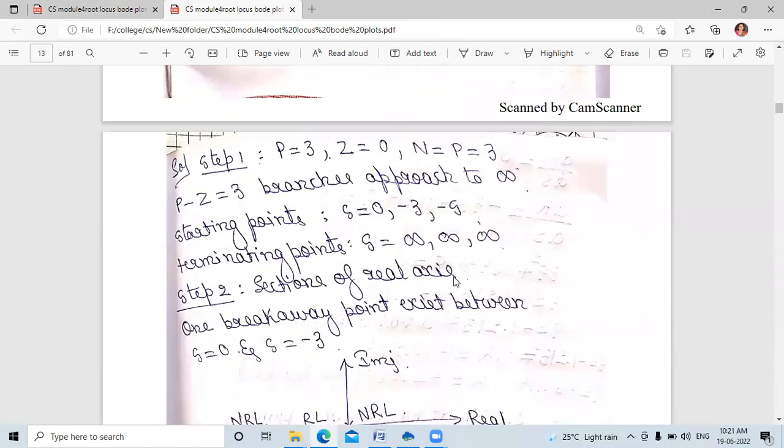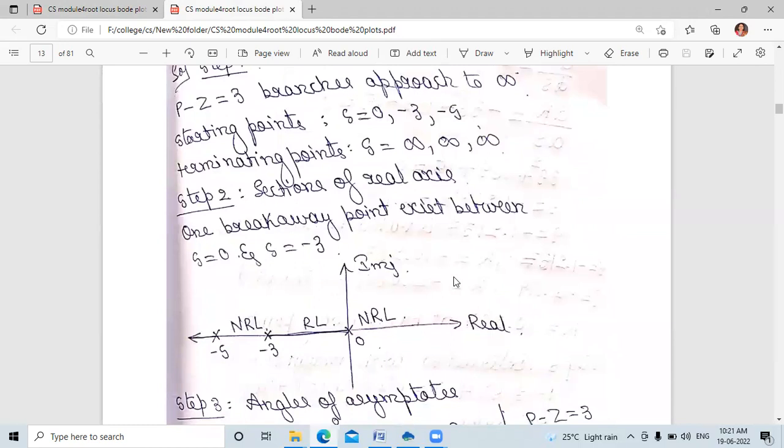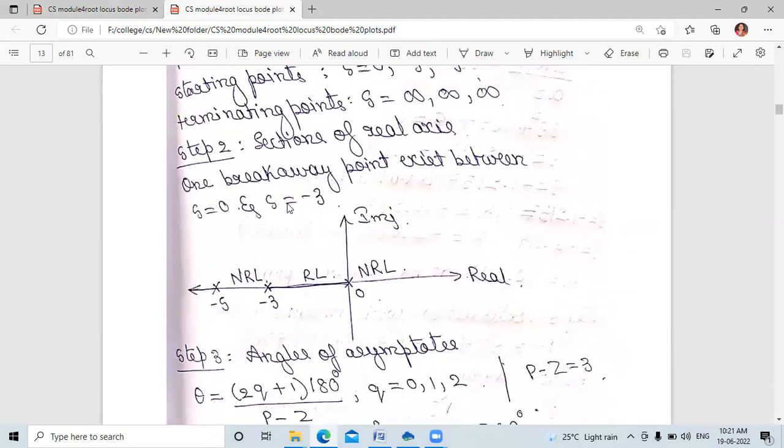Step 2, section of real axis. So one breakaway point exists between 0 and -3. How can we say that one breakaway point exists between 0 and -3? If you hold your hand from here, only the addition of zeros and the poles counts. So this is 1 and 2, so this is an even number. So no root locus exists from -5 to -3. Okay, next step.